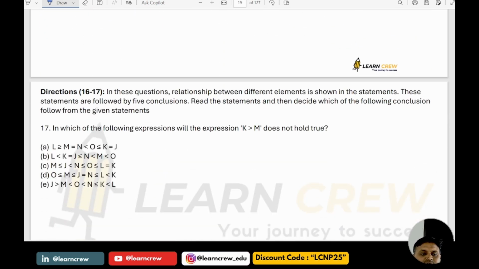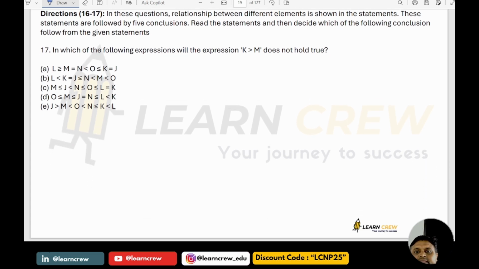Then the 17th one. In which of the following does K greater than M not hold true? So here K greater than M, M less than K means K greater than M is satisfied. Here K less than M will come, so K greater than M is wrong here. So the answer is B.